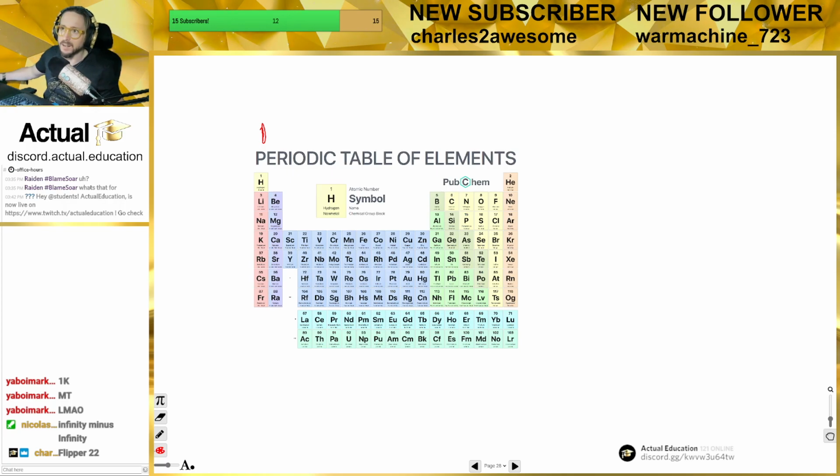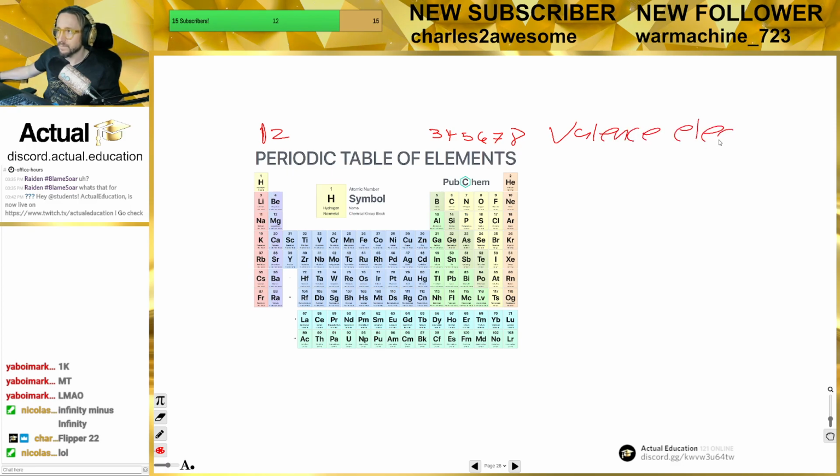All right. 1 electron, 2 electrons, 3 electrons, 4 electrons, 5, 6, 7, 8. That's what you need to know. This is the amount of valence electrons. Valence electrons is the amount of electrons that are in the outer shell.